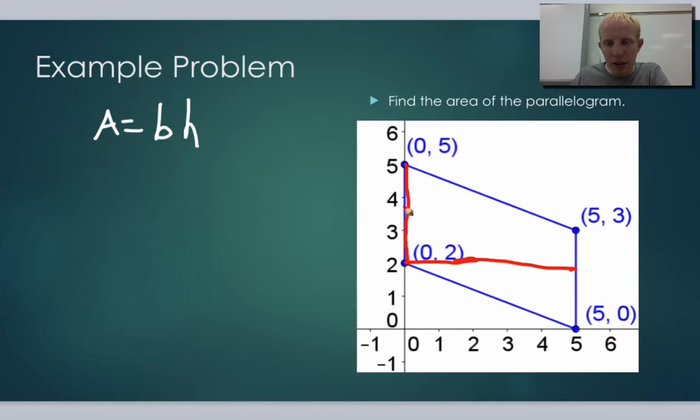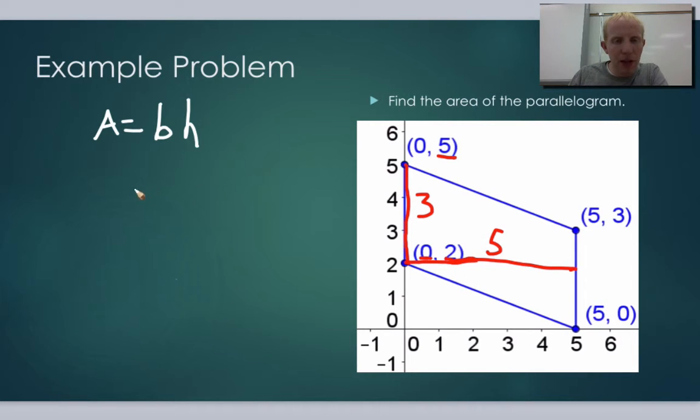When we're trying to find this base right here, 5 is the height at that point, and 2 is the height at that point. So the difference is going to be the base, which is 3: 5 minus 2. And for the height, we know it's at 5 on this side and 0 on that side. So 5 minus 0 gives us 5 for our height.